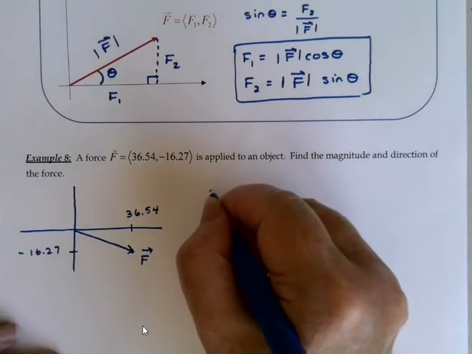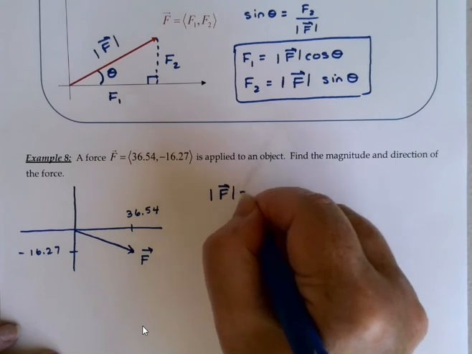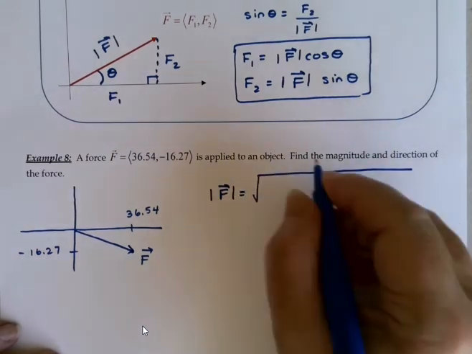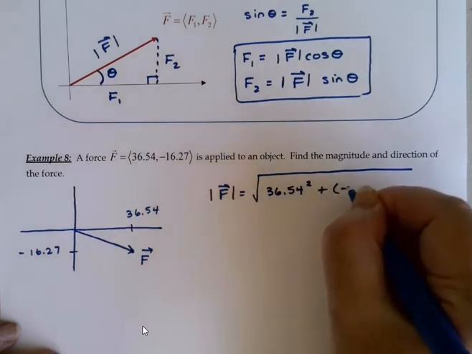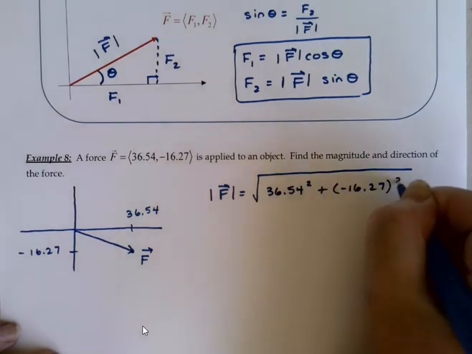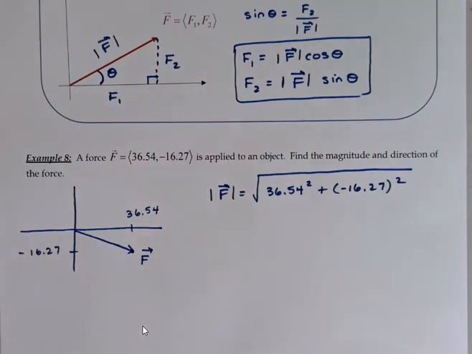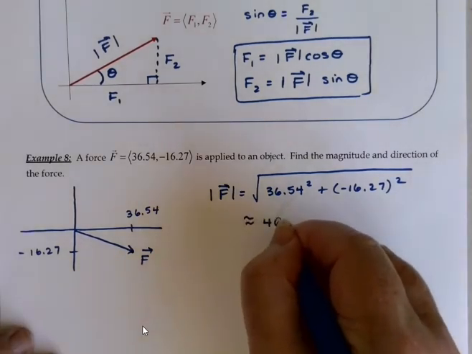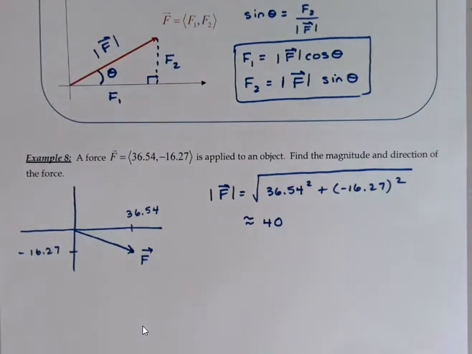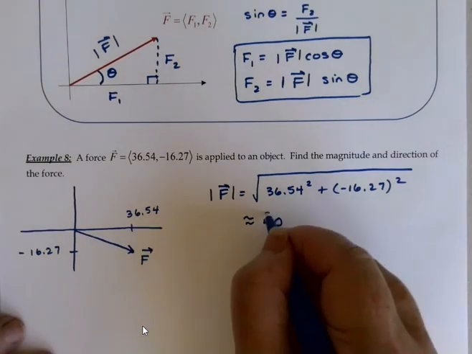The magnitude of the force, just the way we always find magnitude: sum the squares of the components, and then take the square root. And that comes out to just about 40. It's 39.998 something, so I'm going to call that just about 40. We were not given units, but again, this would be newtons, pounds, whatever the force units happen to be.